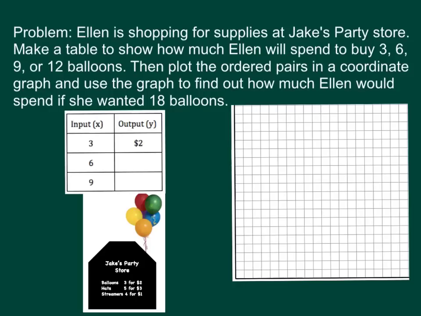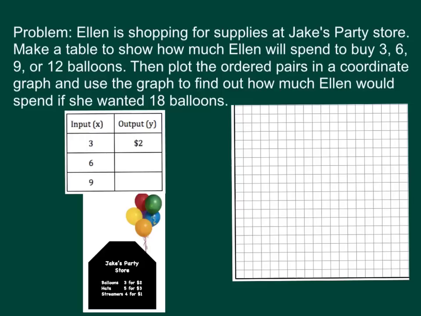Now let's take a problem, create a ratio table, and graph it. Ellen is shopping for supplies at Jake's party store. We want to make a table to show how much Ellen will spend to buy 3, 6, 9, or 12 balloons. Then we'll plot the ordered pairs in a coordinate graph and use the graph to find out how much Ellen would spend if she wanted 18 balloons. So first, we look over here, and it says the cost of balloons is 3 for $2.